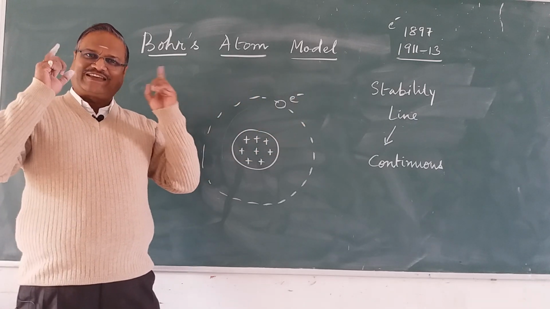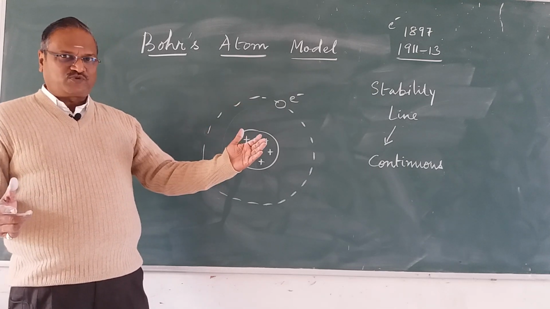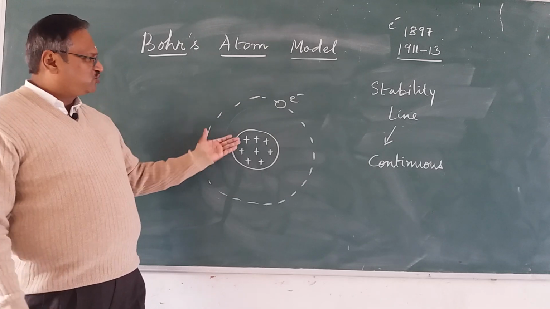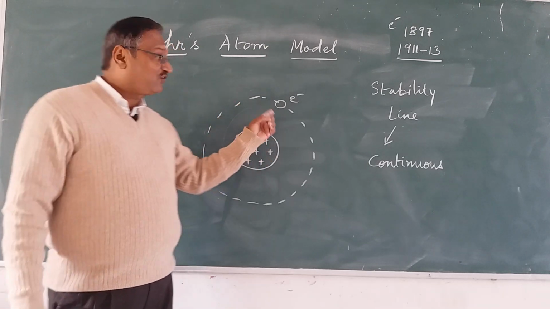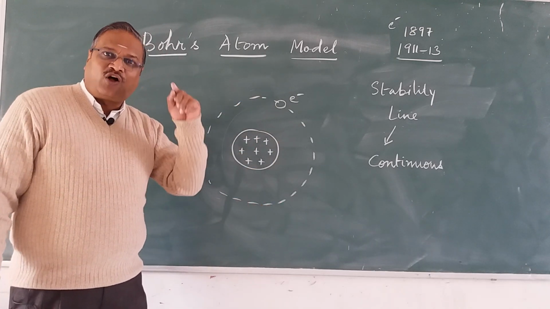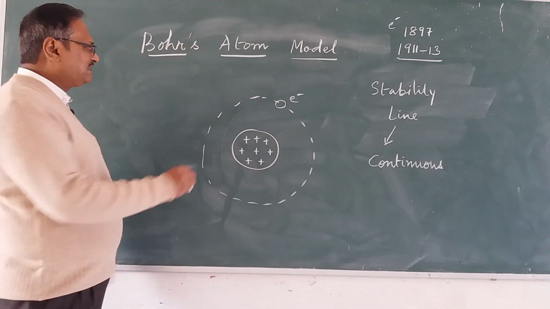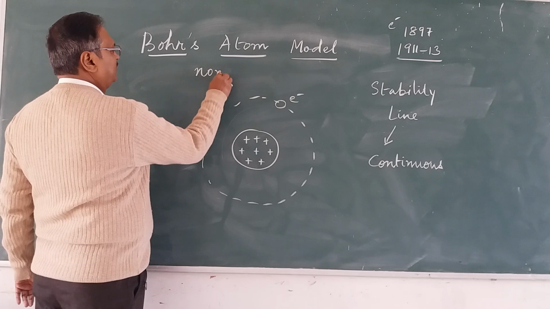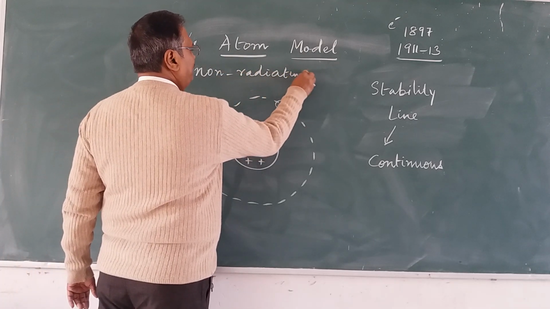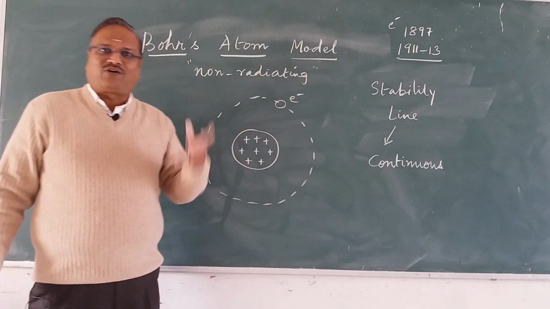So it was the classic thought of Niels Bohr. You see, J.J. Thomson, then Rutherford, and then comes Niels Bohr. He says electrons revolve around the nucleus, but in non-radiating orbits. This is the classic point which we brought in: non-radiating orbit. If you say non-radiating orbit, it is also called a permitted orbit.